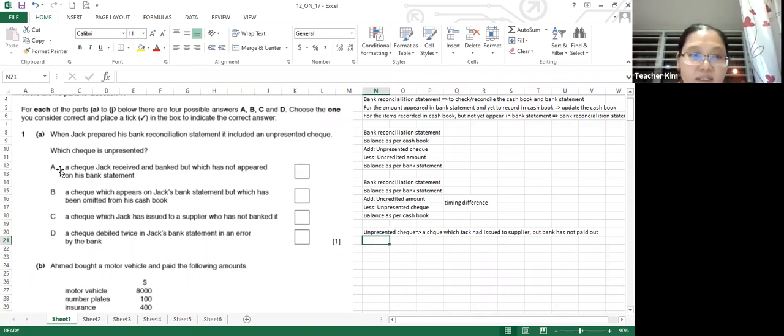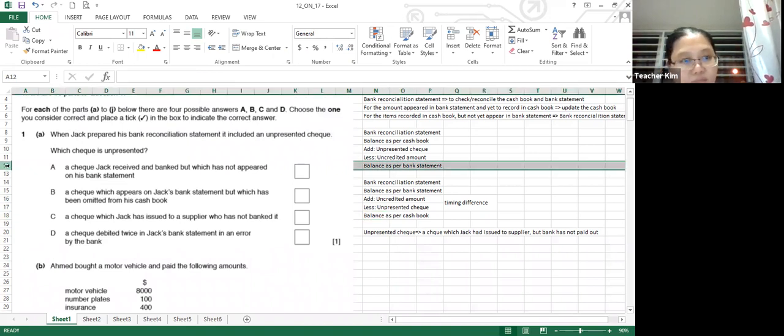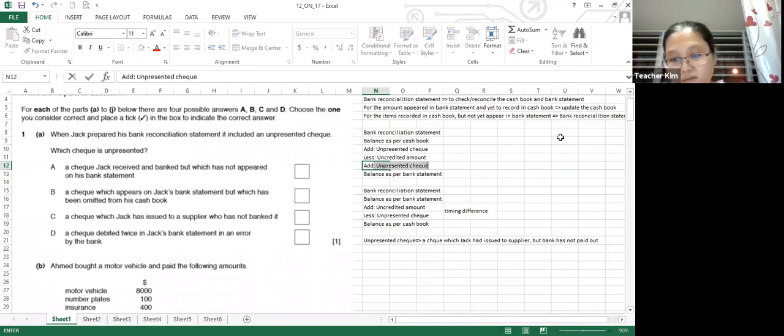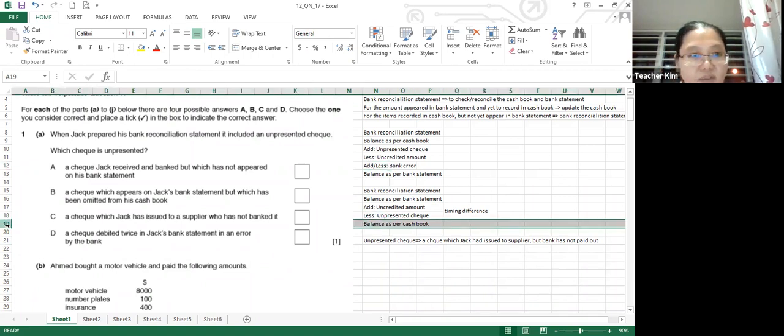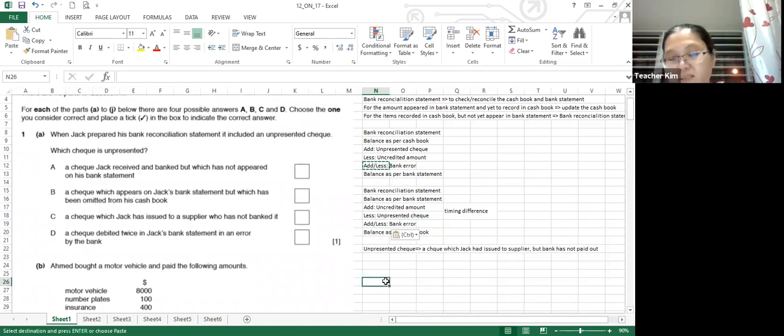Okay, clear? So in here, which one is unpresented check? A check which appears on Jack's bank statement but has been omitted from his cash book. A check which Jack has issued to the supplier which has not been banked in. A check debited twice in Jack's bank statement in error by the bank. Whatever error in the bank, I put in one more item here just in case. Whenever you have a bank error, add or less, this plus and minus depends on the question. Could be plus, could be minus. Okay, take note, it depends on the situation. So unpresented check is a check that Jack has issued to a supplier, but the bank has not paid out.